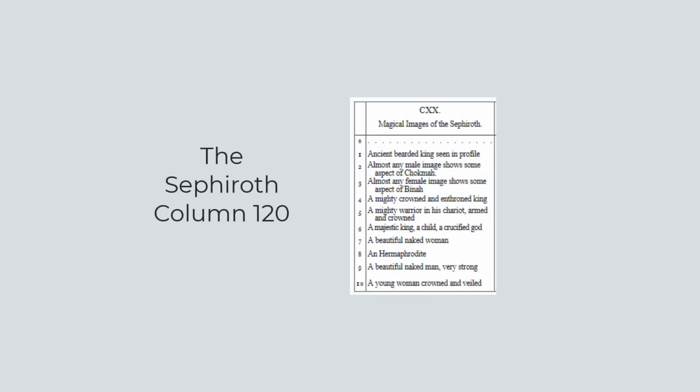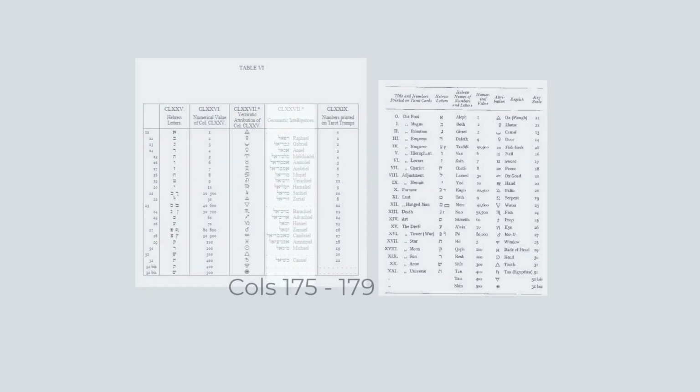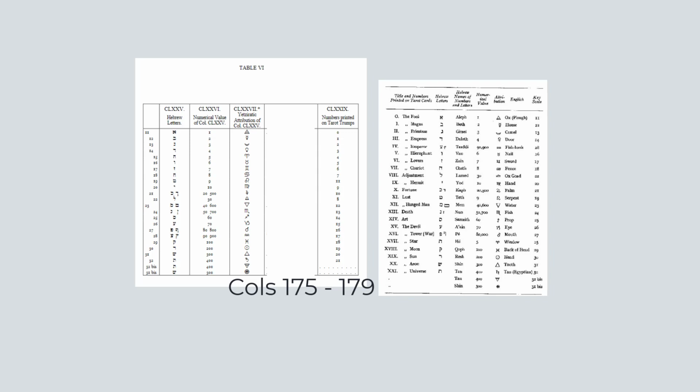Column 120, the Sephiroth. This column is not directly applicable, as there are 40 minor arcana associated with the Sephiroth, but it is useful. Columns 175 to 179, the major arcana. Next to these columns we see Crowley's version with columns transposed, but the information is all there.